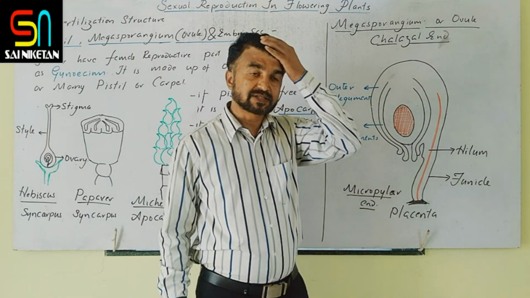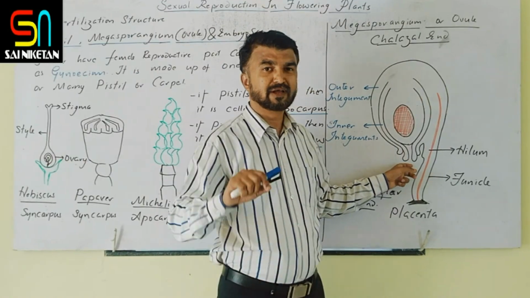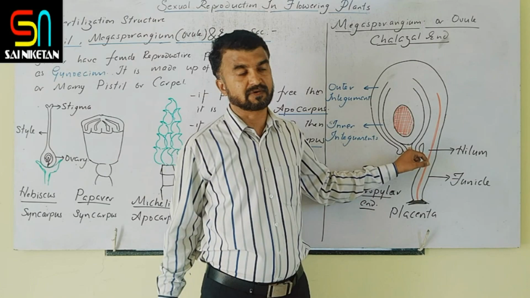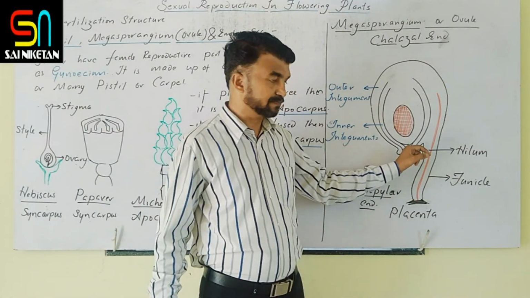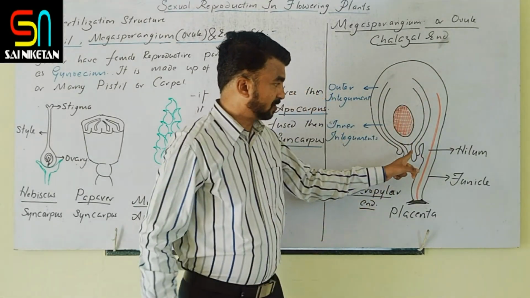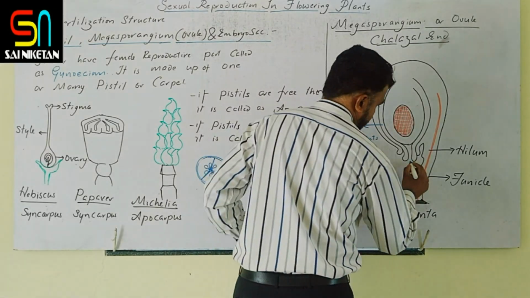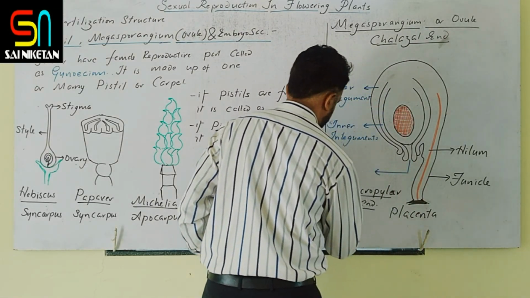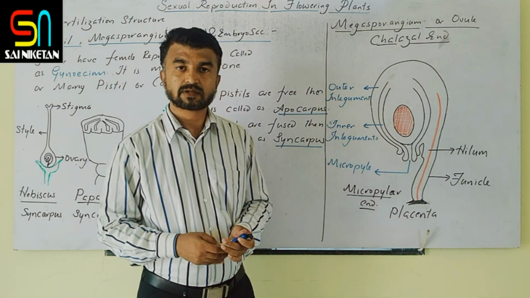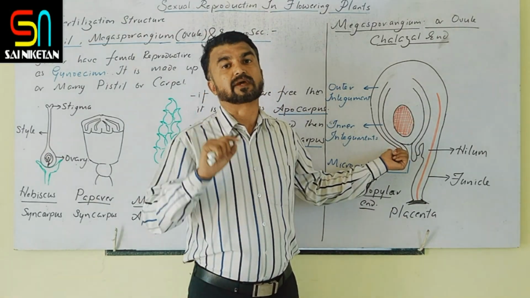The ovule or the megasporangium is covered by either 1 or 2 integuments completely, except at one point where the integument is not covered. So here the integument is absent. This is the layer of integument. The region where the integument is absent is called the micropyle.